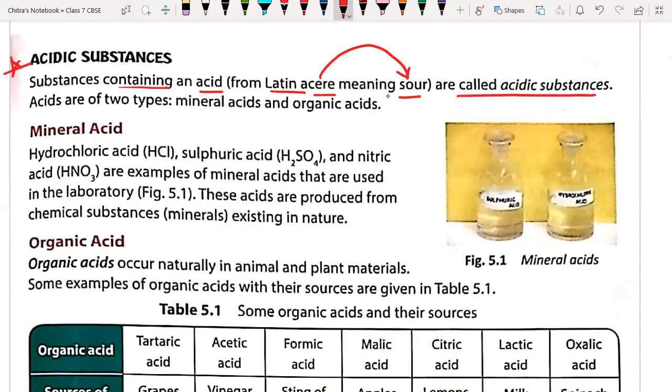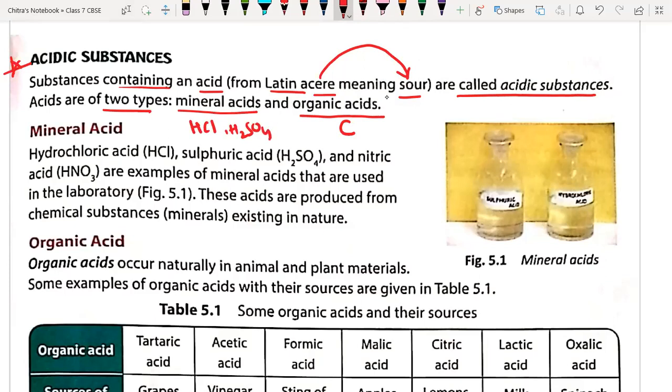So whatever substances are sour to taste are called acids. Acids are of two types. One is called mineral acid and the other is called organic acid. Organic acid must contain carbon in its compound, and mineral acid does not contain carbon. Like we have HCl, hydrochloric acid, and H2SO4, sulfuric acid. There is no carbon present.